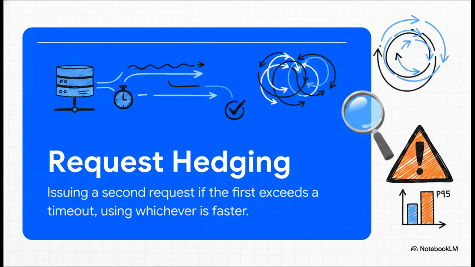Basically, the system issues a second, identical request if the first one exceeds a strict percentile-based timeout, like your P95. The system then just uses whichever response comes back first, completely mitigating individual node lag. But hey, massive warning here. You absolutely must tightly balance request hedging with strict retry budgets. Otherwise, one tiny latency blip will trigger a storm of retries that can cascade into taking down your entire system.